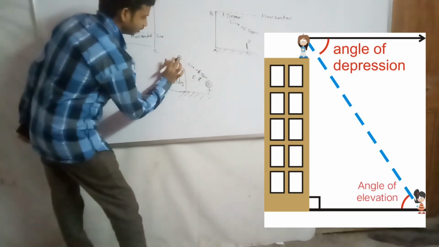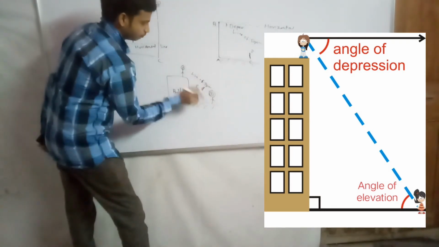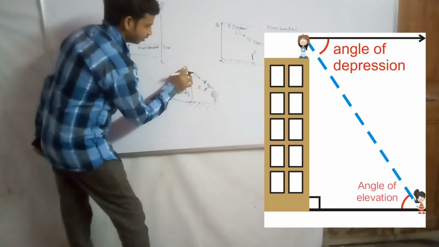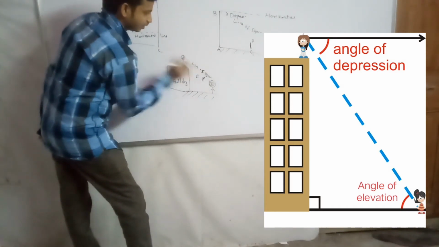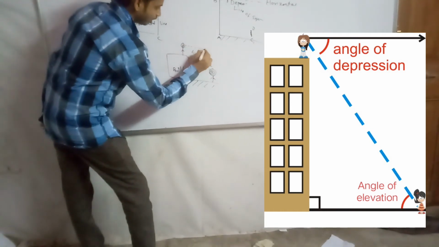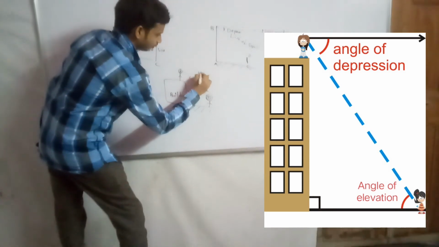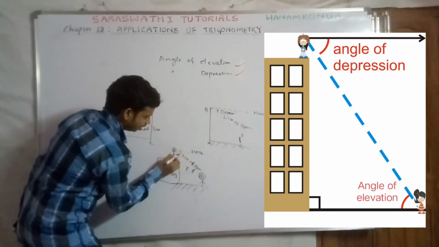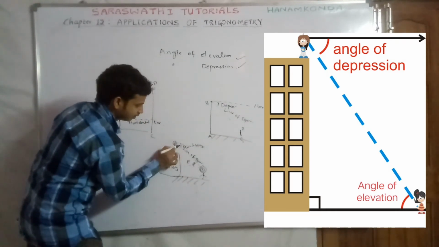Similarly, the person who is standing on the top of the building watches the person who is standing on the ground. The line drawn from the eye of the observer to the point viewed is known as line of sight. Same line is line of sight. The line drawn parallel to the ground from the eye of the observer is known as horizontal. This angle is the angle of depression. So this is the angle of elevation, and this is the angle of depression.